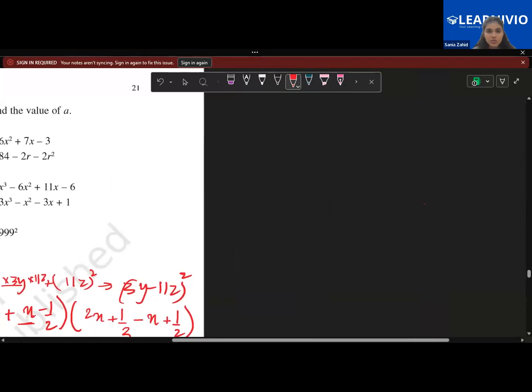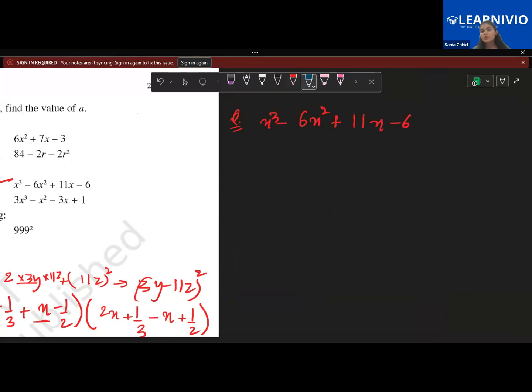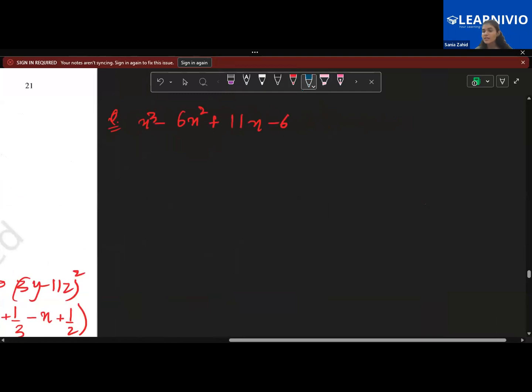So first is x cube minus 6x square plus 11x minus 6. So what we do is, children, can you tell me what is the constant term over here? 6. The constant term is 6. So can you tell me what are the factors of 6?